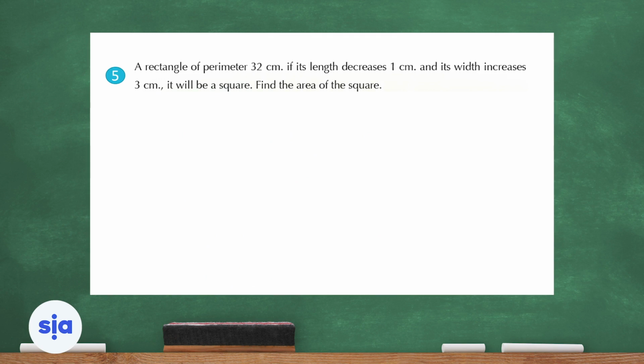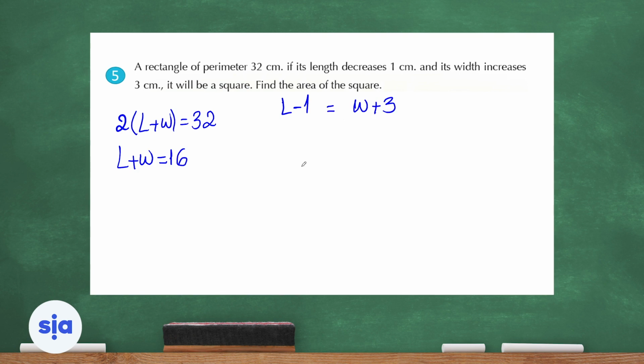In question 5, the question says a rectangle of perimeter 32 centimeters. So what's the rule of perimeter of a rectangle? Yes, excellent. 2 times L plus W equals 32. That you can simplify as L plus W equals 16. If the length decreased by 1 and the width increased by 3, they form a square. What is the property of a square? Yes, that they're equal to each other. So L minus 1 is equal to W plus 3.